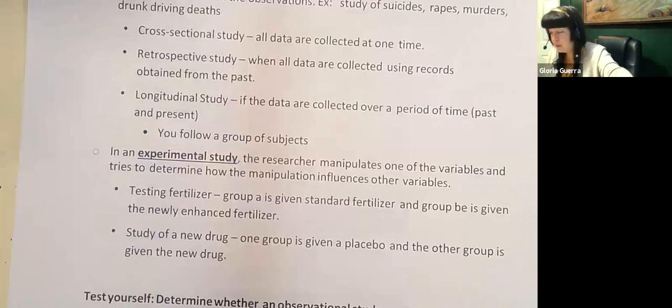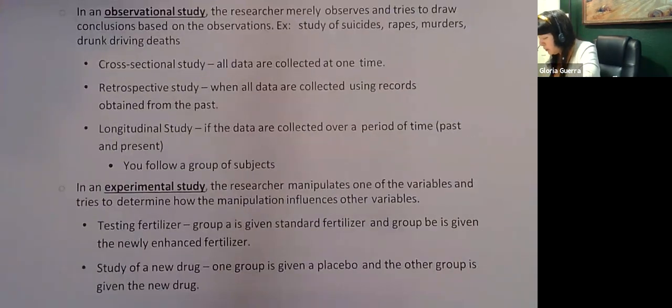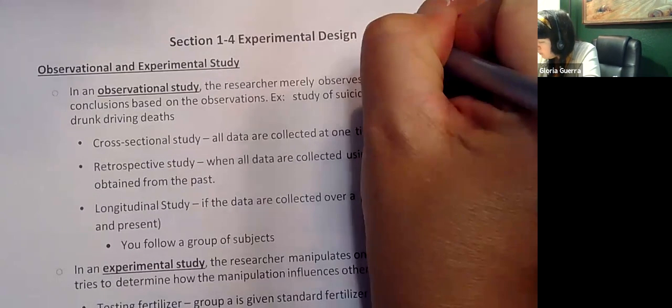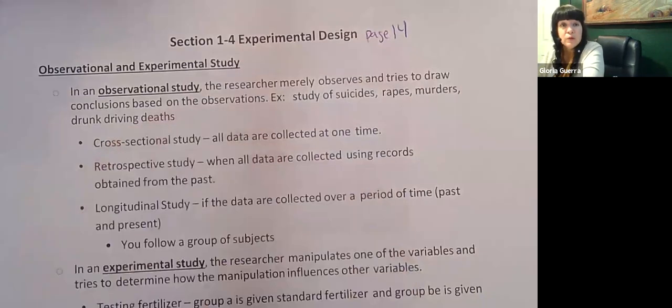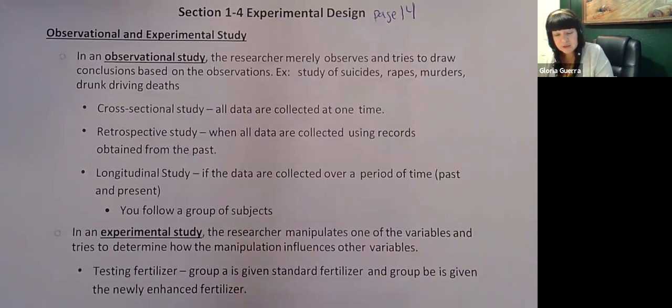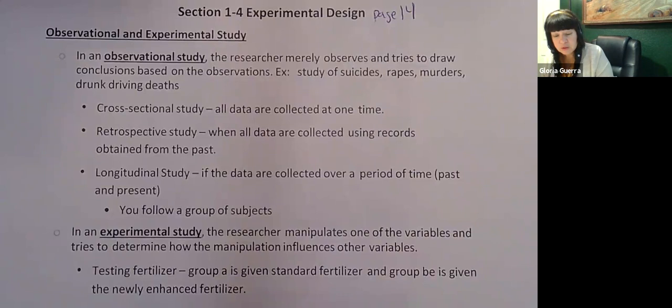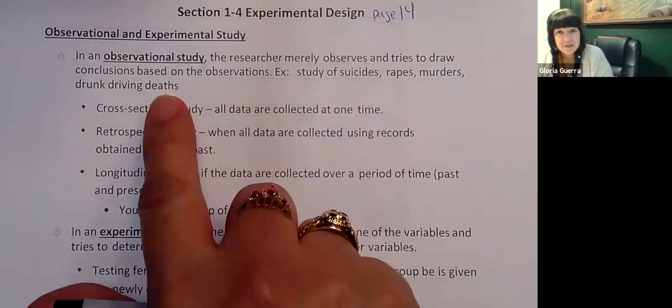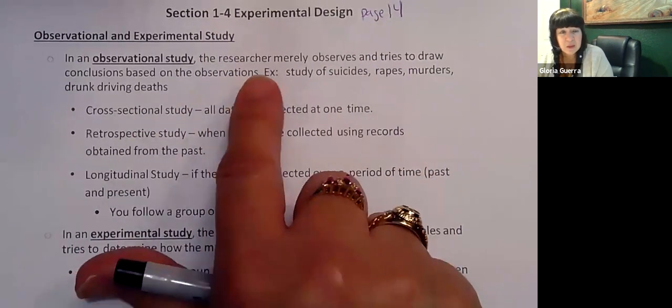Okay. And so if we look at our workbook, this is on page 14. The first part, observational studies, says that in an observational study, the researcher merely observes and tries to draw conclusions based on observations. And they do have some examples here of some studies, very intense studies.